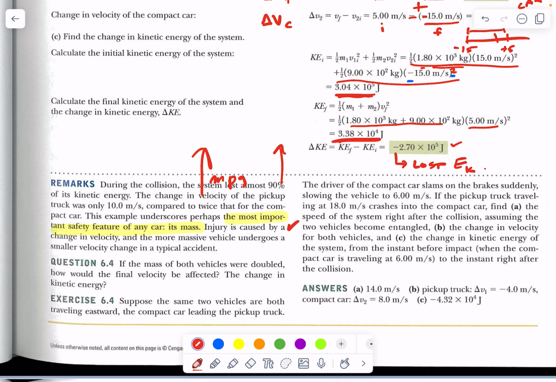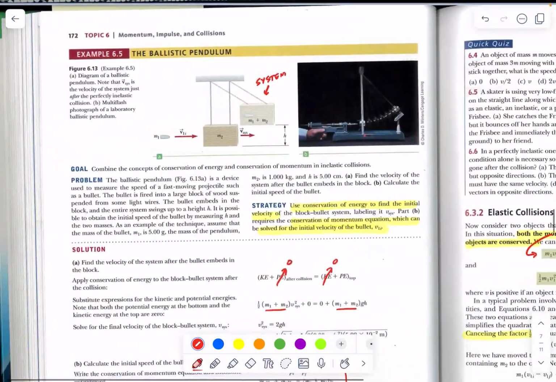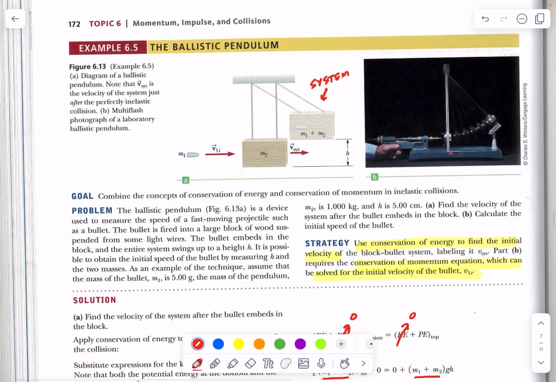Now, this next problem is one of those classic physics problems. And if a physics teacher says it's a classic physics problem, it's a good chance that you might have something like this on a test. And the ballistic pendulum is a device that enables us to measure the speed of something very, very fast, like a bullet.